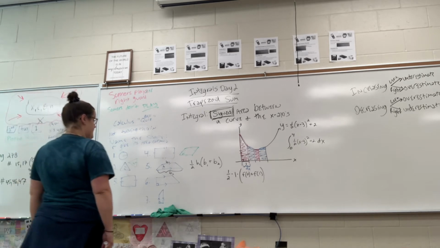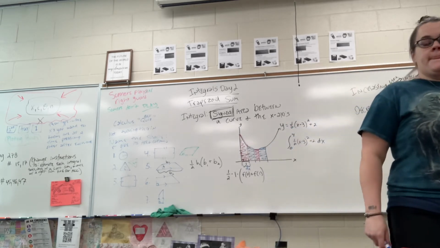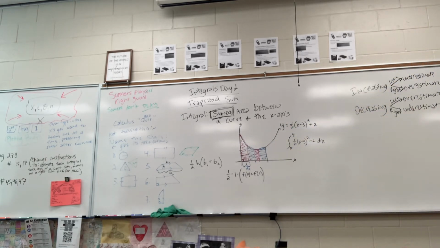1, 2. What interval 2? It's 1/2 times 1 times F1. F2. What'd you get? 13? Except we can't do that right now because we have an equation. F of 0, plug in 0 to the main function. So 1/2 in parentheses 0 minus 3 squared plus 2.